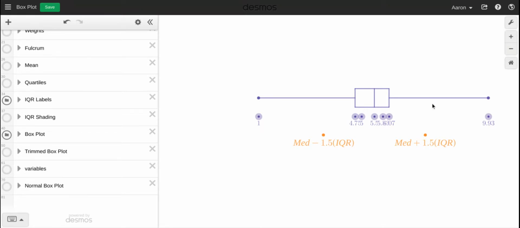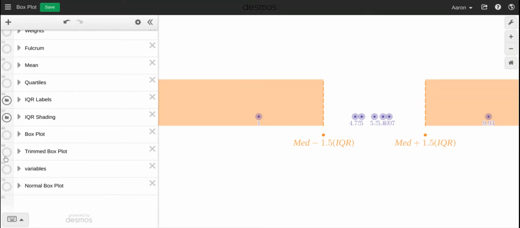Anything beyond or outside of those points is an outlier. And I'm going to put in some shading to help visualize it. So anything beyond those barriers represents an outlier. So this box plot is no longer appropriate. In fact, I'm going to turn it off because I'm going to show the trimmed or appropriate box plot. From here, I can now see that this is an outlier and this is an outlier, and that the end of the normal data should be right here.